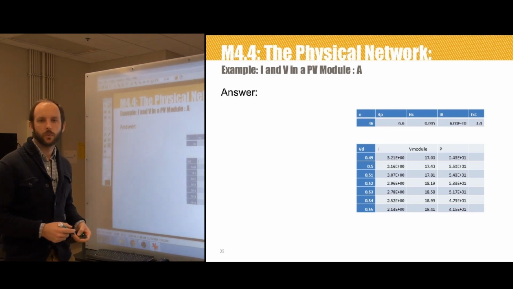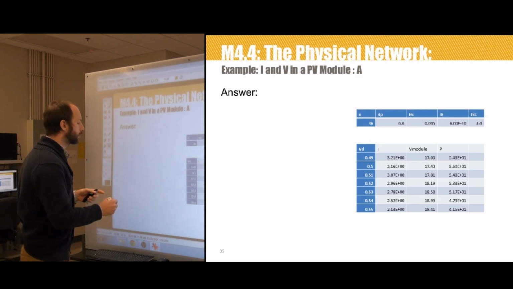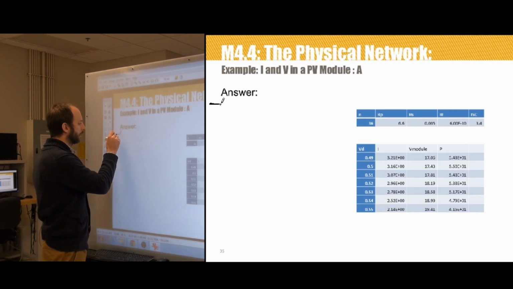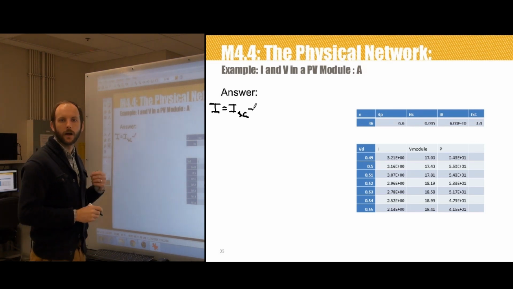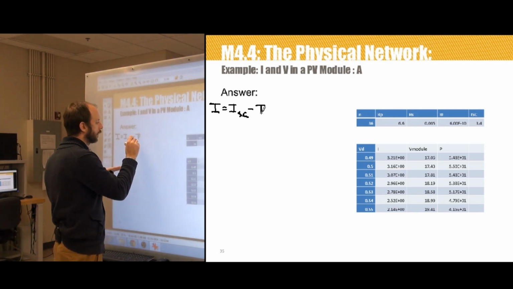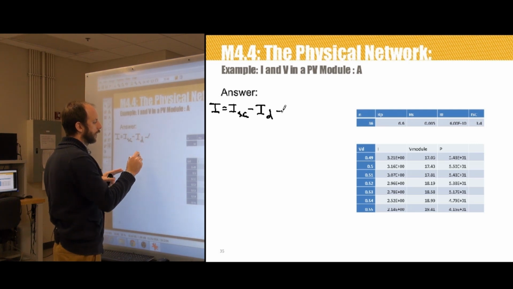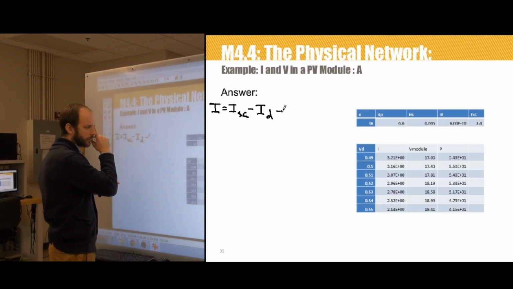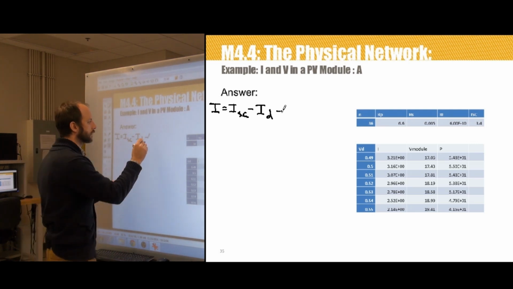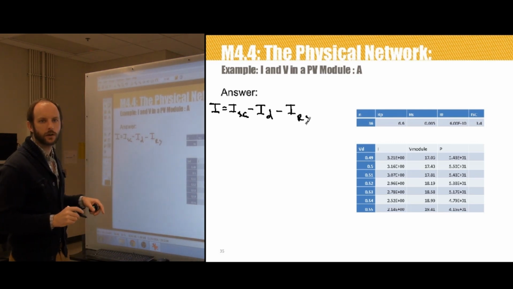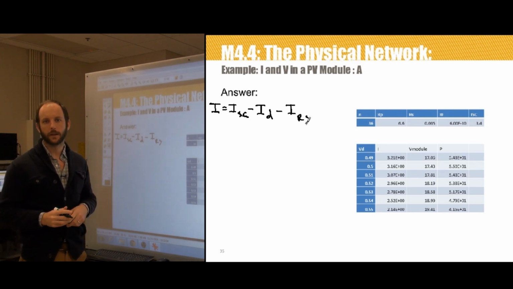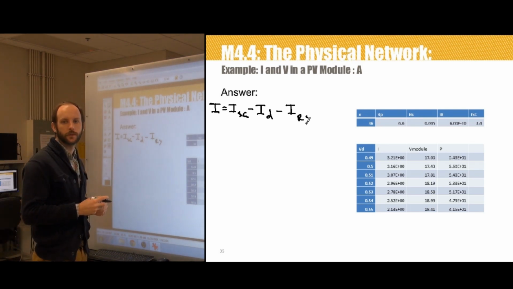So what we'll do first is we'll just use our equation. I is equal to ISC minus ID minus the current across the series resistance, IRS. We'll just plug our different terms in there. So we were given ISC in the problem statement. That was 3.4 amps.